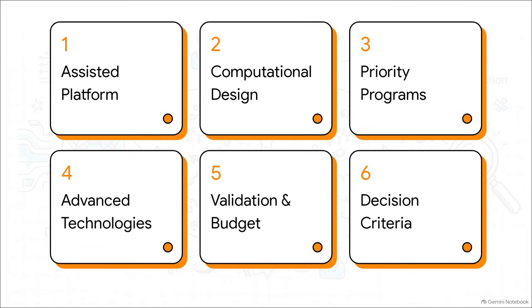So here is our roadmap for the explainer. Think of this whole thing as a sort of methodological funnel. We're going to start broad with the assisted peptide platform, dive into the actual equations and computational design, look at the priority programs, explore some advanced technologies, and then finish up at the narrow end of the funnel with preclinical validation, budgets, and the strict decision criteria.